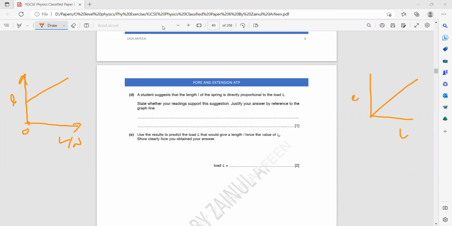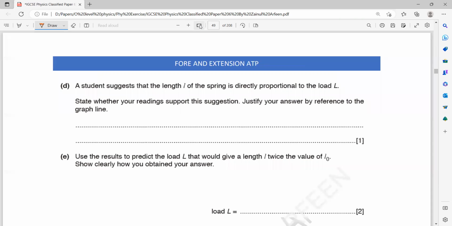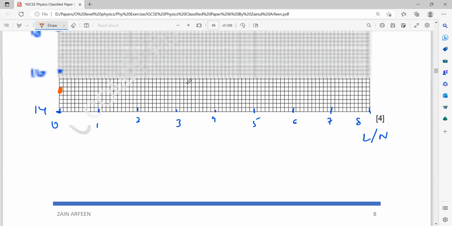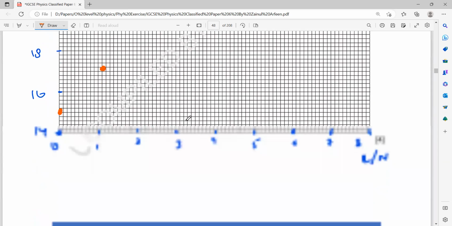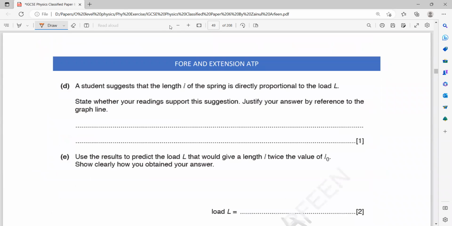So the next part, the student suggests that the length of a spring is directly proportional to load. As you can see, when we plot the graph, it was a straight line, but not passing through the origin. So do the readings support the suggestion? No, it's not supporting. So we will say no.